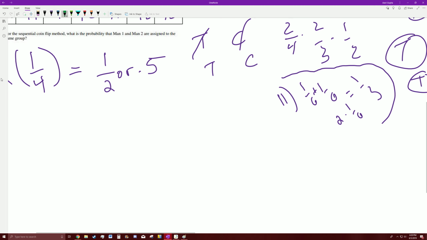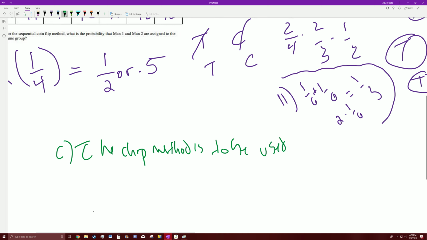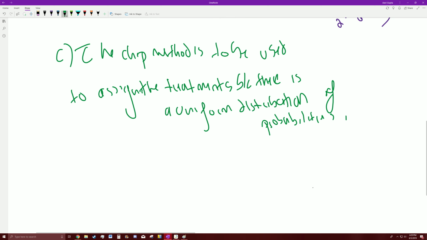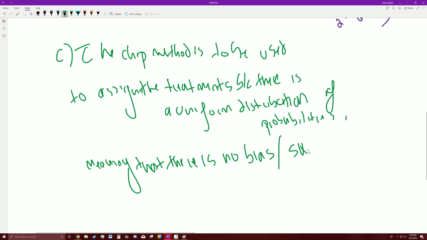So for part C, state the chip method is to be used to assign the treatments because there is a uniform distribution of probabilities, meaning that there is no bias or skew in favor of one arrangement versus another.